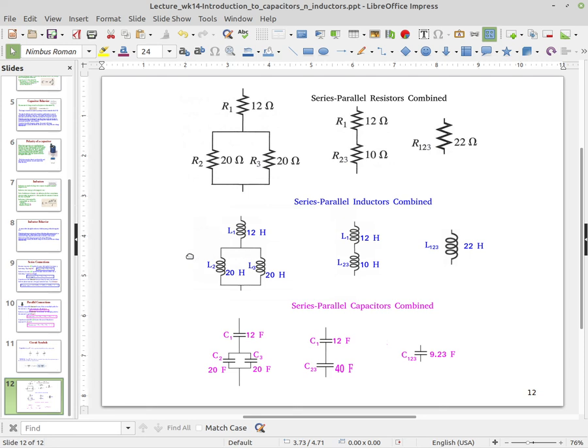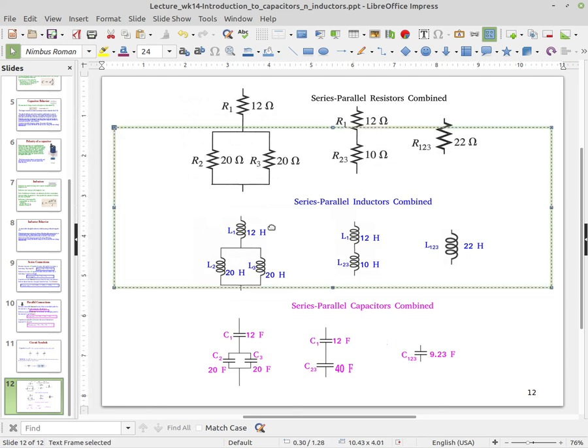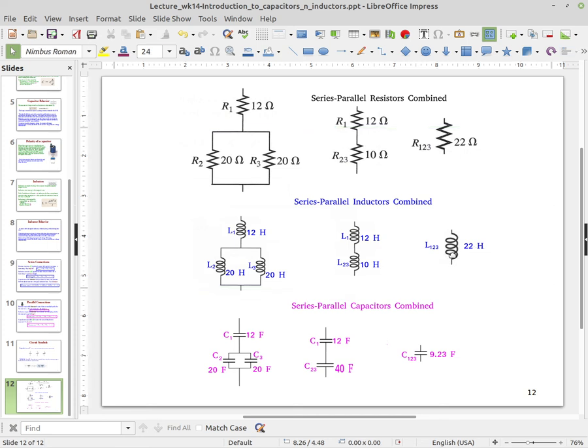When we look at the inductance of the same type of circuit, we combine them the same way. We combine the two parallel inductors, 20 henries each, down to one inductor of 10 henries, and then that is in series with L1, and so the total again would be 22, but the units of course are henries because we're talking inductors.